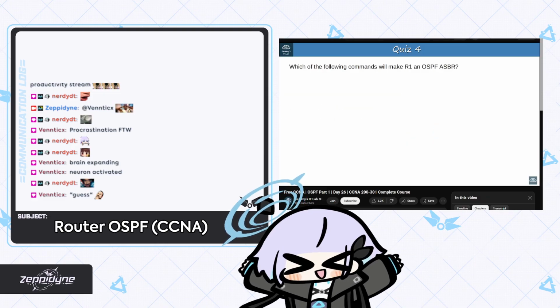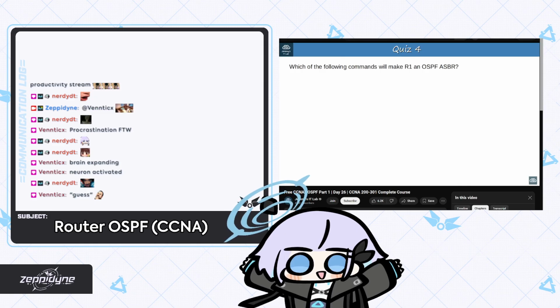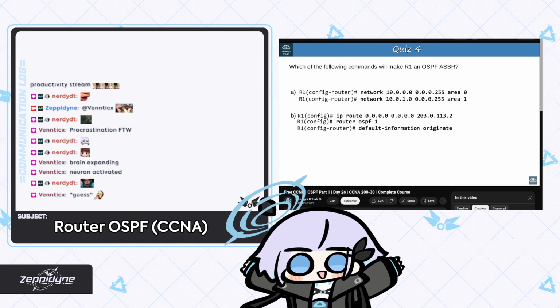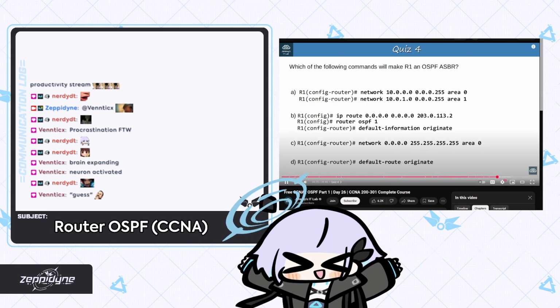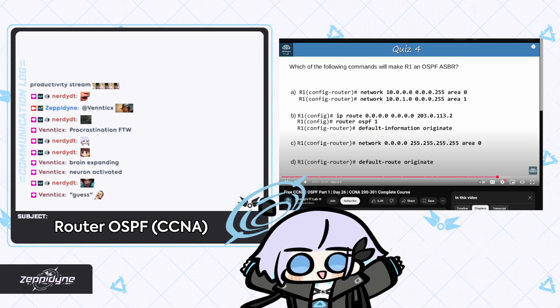Wait, there's a question 4. Which of the following commands will make R1 an OSPF ASBR? Here are the options: default originate, B, C, and D. Pause the video to look at the options and select the best answer. Wait, yeah, it's B.